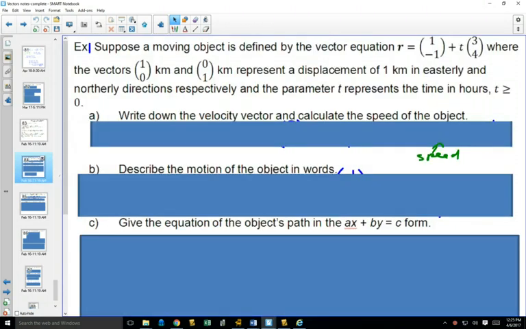So here we have a moving object with the following vector equation. 1, -1, so that's your starting point. It's starting at 1, -1, plus t 3, 4. So 3, 4 would be your velocity vector. In every 1 unit of time, and time is in hours here, so in every hour, you're traveling 3 kilometers to the right and 4 kilometers up.